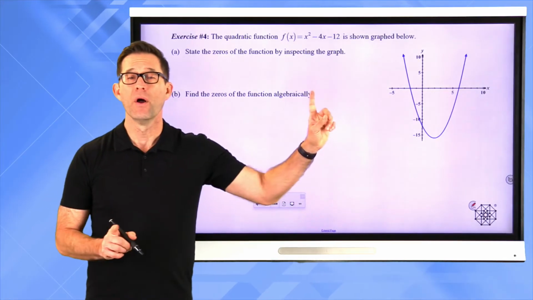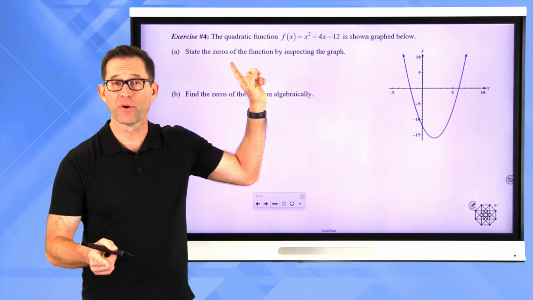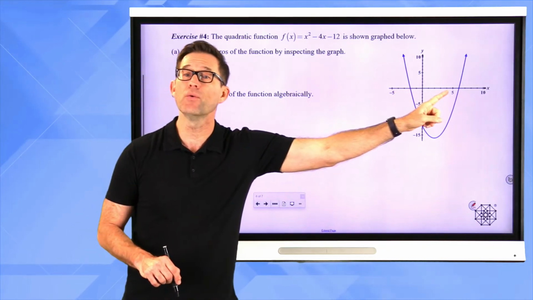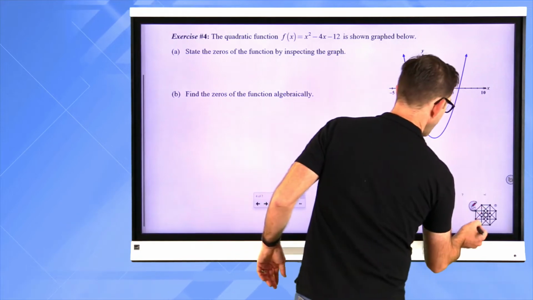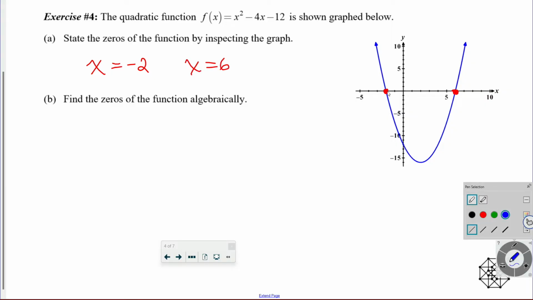Right, well, they're simple, right? The zeros of a function are where the y, or the output of the function, is equal to 0. That's going to be here at x equals negative 2, and it's going to be here at x equals 6. Let me put those in red, right? So they're right here and right here. I'll even write them down in red. X is equal to negative 2, and x is equal to positive 6. And then I'll go back to blue.